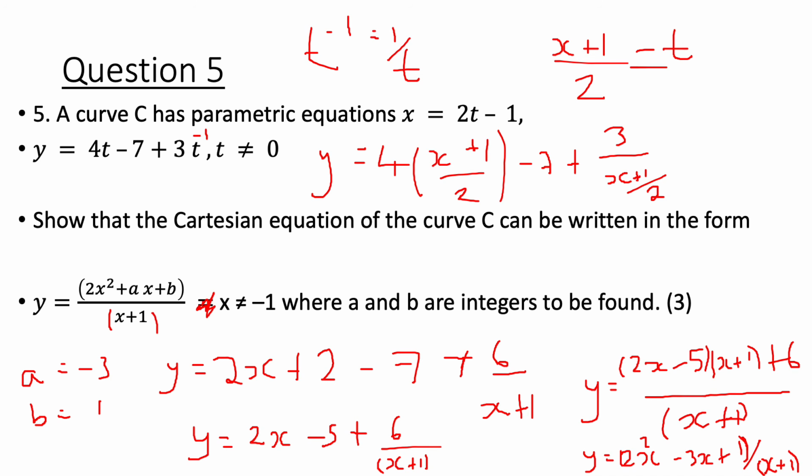Okay, and then here it is 4 divided by 2, which is 2. So 2 lots of x plus 1 is 2x plus 2. Subtract the 7 plus the 6 over x plus 1. And then what I did was write this as a common denominator over x plus 1. Okay, and then got my quadratic, which I then expanded and simplified and collected like terms on the top. And I get the answer of y equals 2x squared, subtract 3x plus 1, all divided by x plus 1, guys. Okay, so that is the answer for question 5.